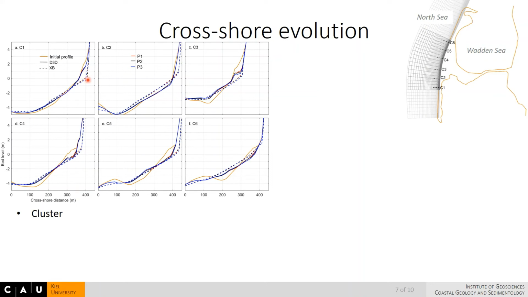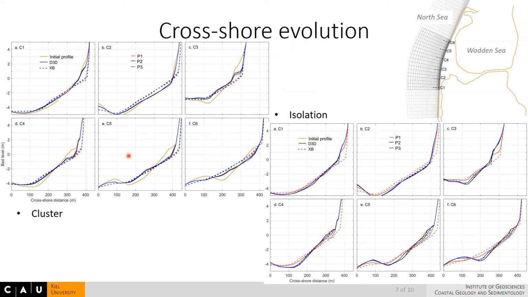That means after the first extreme event, there are lower changes in P2 and P3. Also we can see the changes from XBeach is higher than in Delft3D. From south to north, that means from C1 to C6, we can see this erosion area is decreasing. Similar figure for isolation. So here it is quite clear. In the first extreme event, there are strong changes in both models. Those are the red lines. Good.